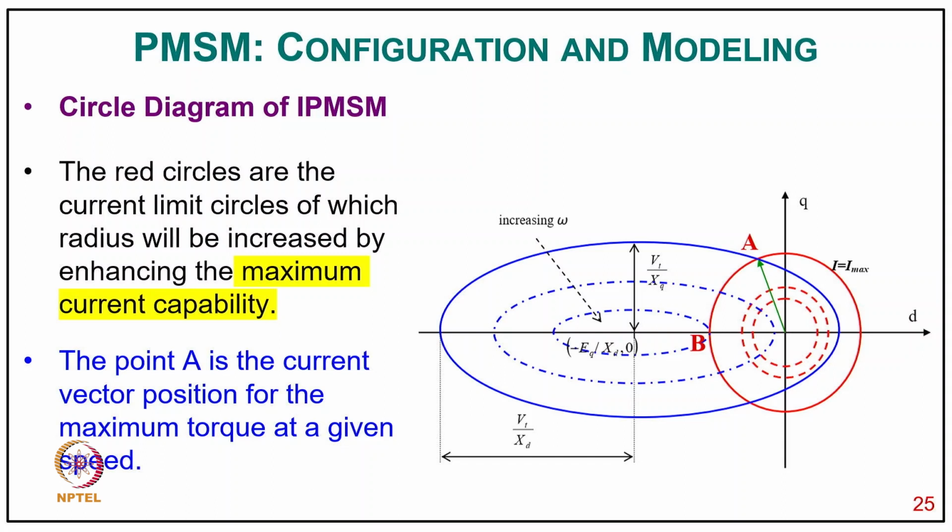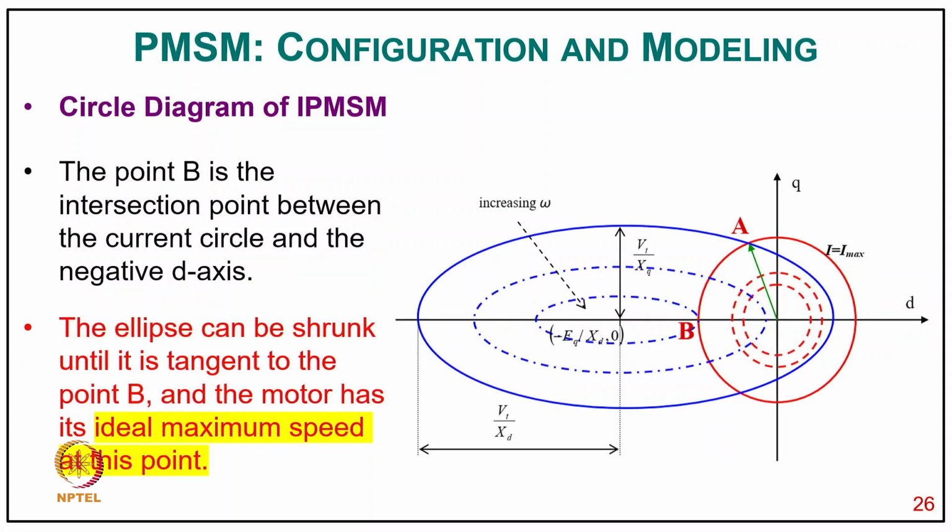So you can say the red circle is the current limit circle, of which the radius will increase by enhancing the maximum current capability. The point A in the diagram is the current vector position for the maximum torque at a given speed, and the point B is typically the intersection between the current circle and the negative d-axis. The ellipse can be shrunk until it is tangent to the point B, and the motor has its ideal maximum speed at this point.